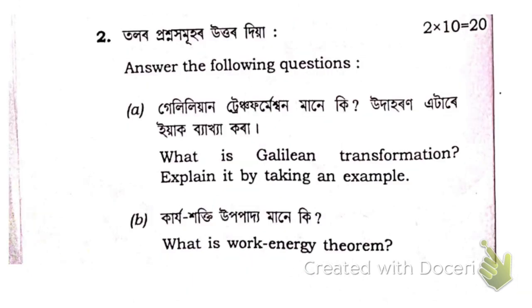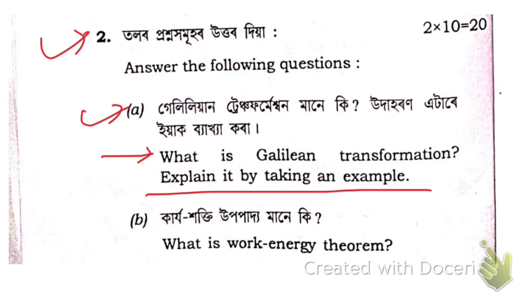So today we are going to start from question number 2. We have already solved question number 1, the MCQ problems. The link is in the description box of part 1, where you will get the answers of question number 1. Now question number 2a: What is Galilean transformation? Explain it by taking an example. Now let me answer this question.